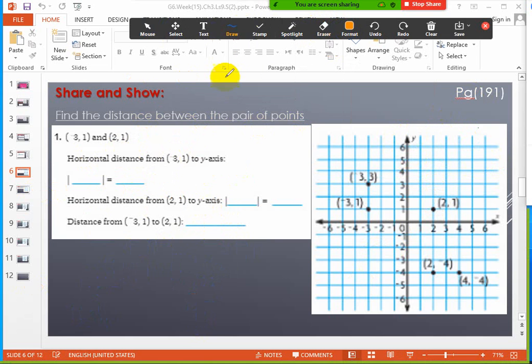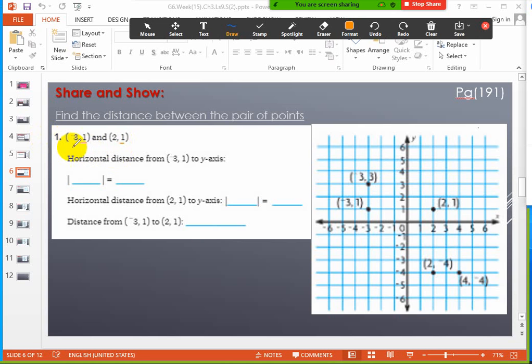Okay, now girls, find the distance between the pair of points. Look at the points. The points are -3, 1 and 2, 1. I have the same y. That means the points will be on a horizontal line or vertical line. Who will tell me? The points will be on a horizontal line because I have the same y. Very good, Lena. It will be on the same horizontal line.